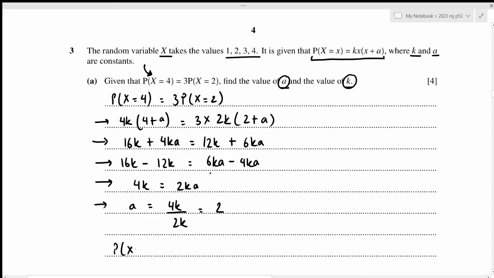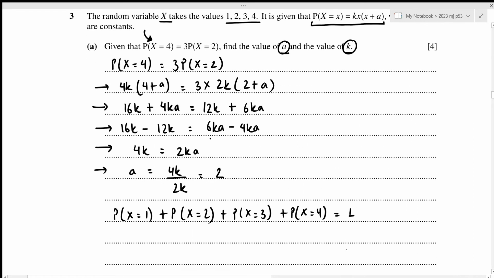So probability of x equals 1 plus probability of x equals 2 plus probability of x equals 3 plus probability of x equals 4 should be equal to 1, because that's the sum of the total probability. Now for x equals 1, if we substitute the value for x here, we'll get k(1 plus a), which is 2. Now if we substitute the value for x equals 2, that will be 2k(2 plus the value for a, which is 2), plus probability of x equals 3 will be 3k(3 plus 2), and for x equals 4, that will be 4k(4 plus 2). This should be equal to 1.